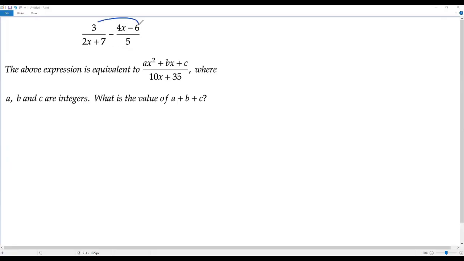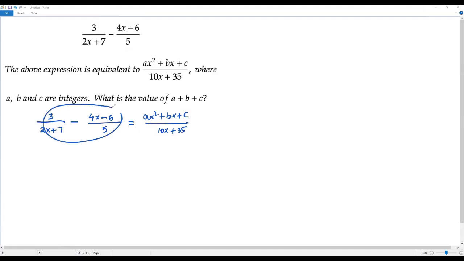The question says that this expression is equivalent to this one. So what we can do is we can write an equation with these two expressions. That is 3/(2x+7) − (4x−6)/5 equals (ax² + bx + c)/(10x+35).